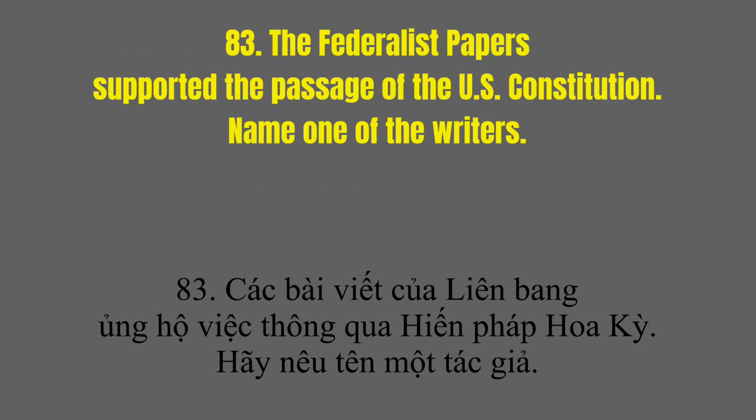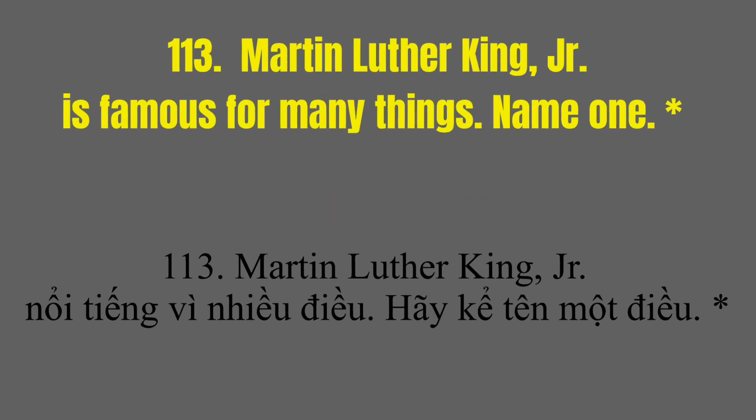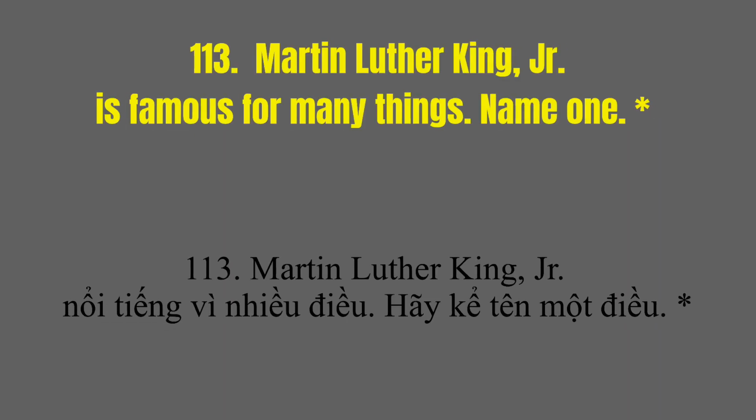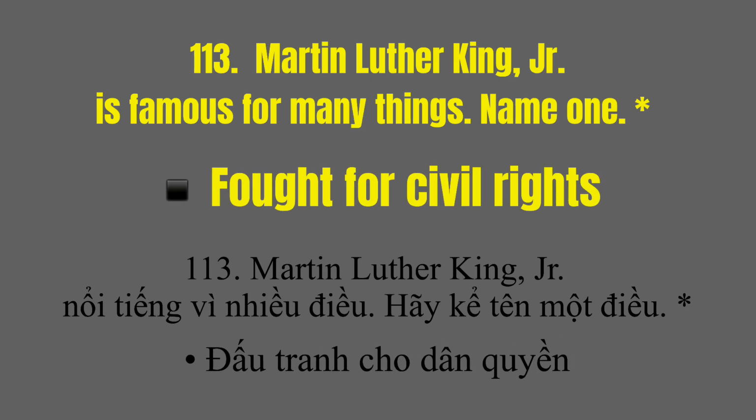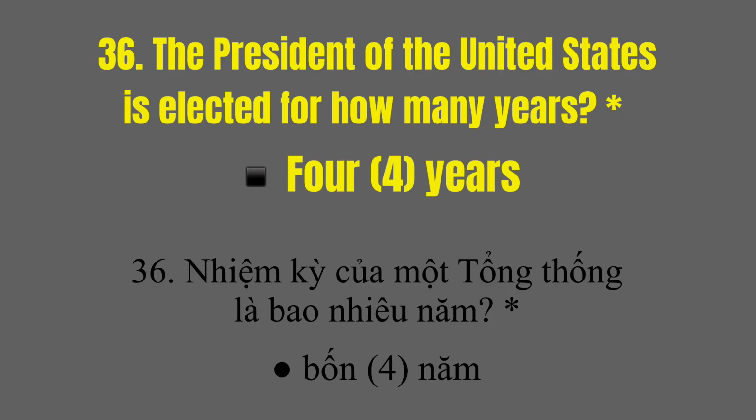The Federalist Papers supported the passage of the U.S. Constitution. Name one of the writers. John J. Martin Luther King Jr. is famous for many things. Name one. Fought for civil rights. The President of the United States is elected for how many years? 4 years.